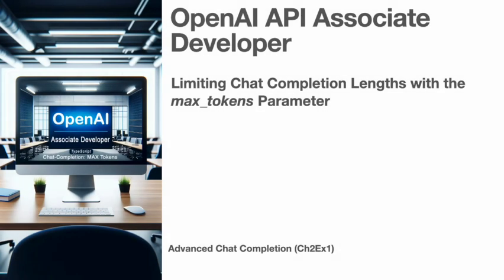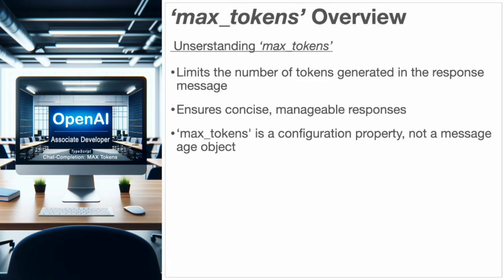In this session, we're going to dive into one of the advanced properties of the OpenAI Chat Completion API, the max tokens property. This property plays a crucial role in managing the length of the responses generated by the AI. The max tokens property allows you to set a limit on the number of tokens that the AI will generate in its response. By controlling the number of tokens expected in a response, you can better ensure that the AI's responses are concise and fit within your desired length constraints.